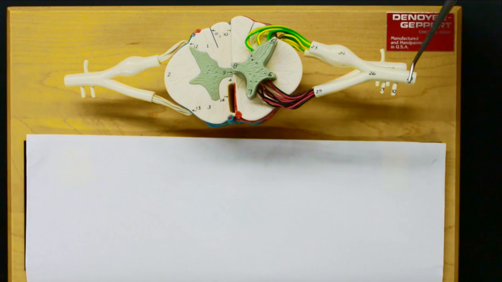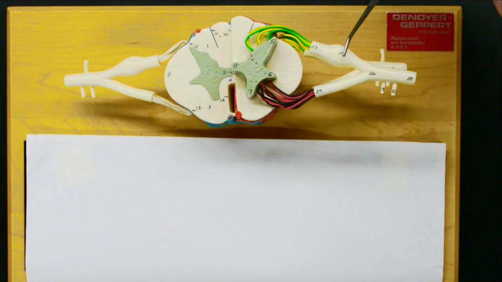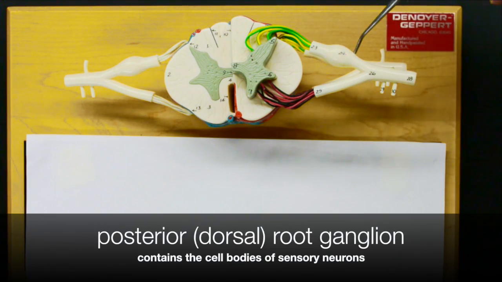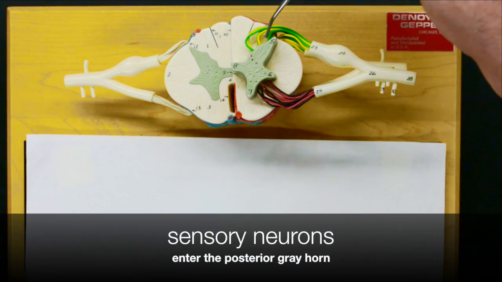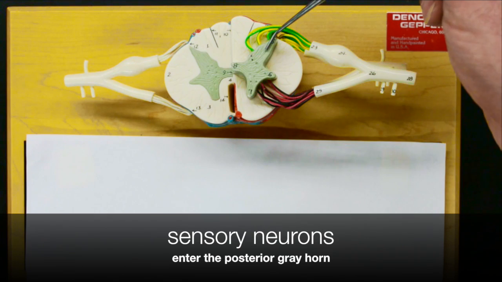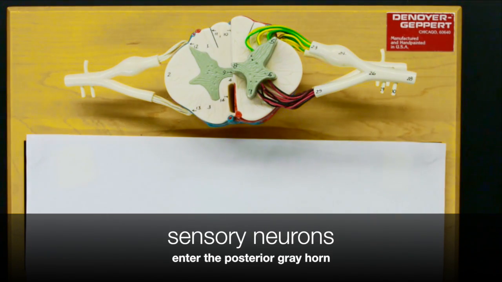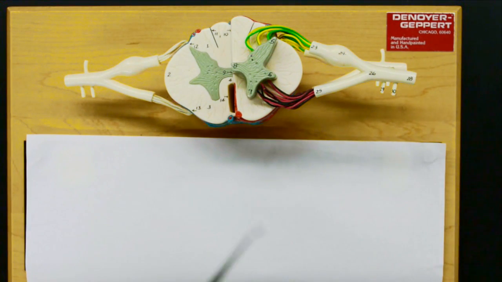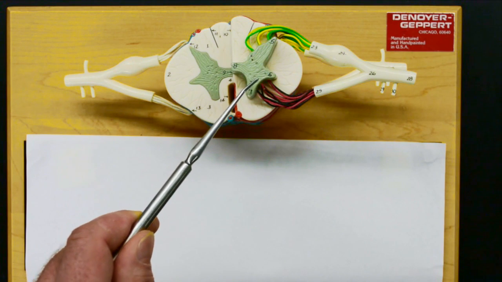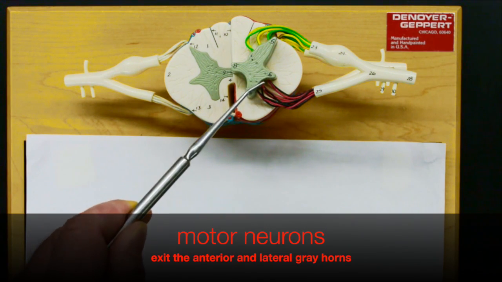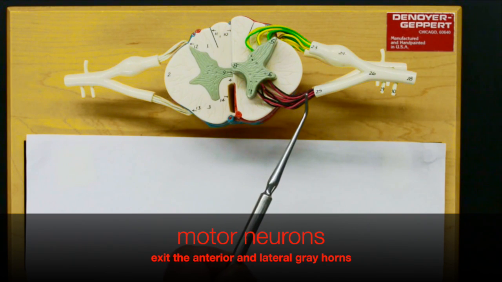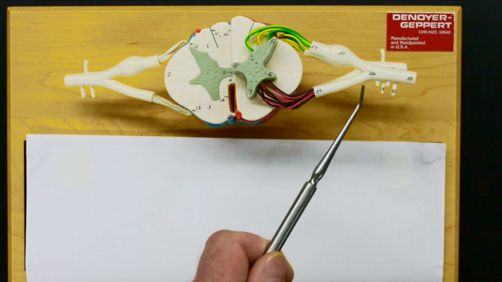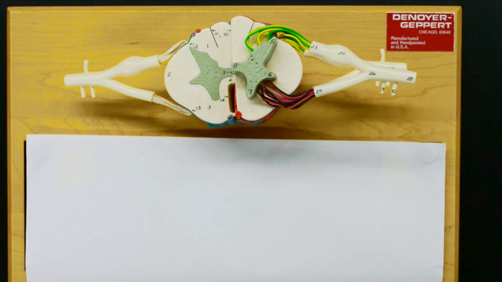Sensory information is coming in. It goes into the posterior root ganglion where the cell bodies of the sensory cells are. And it continues and it enters the spinal cord at the posterior gray horn. Motor information is initiated in the anterior or the lateral gray horn. It travels down the anterior root and out.